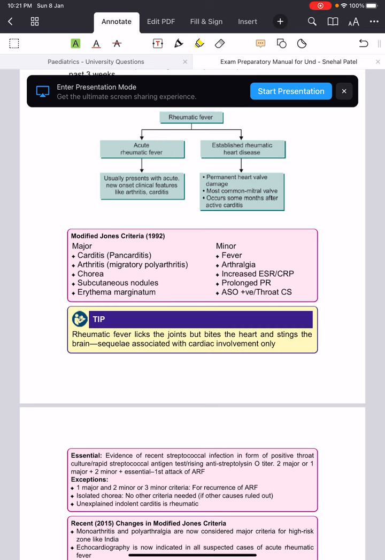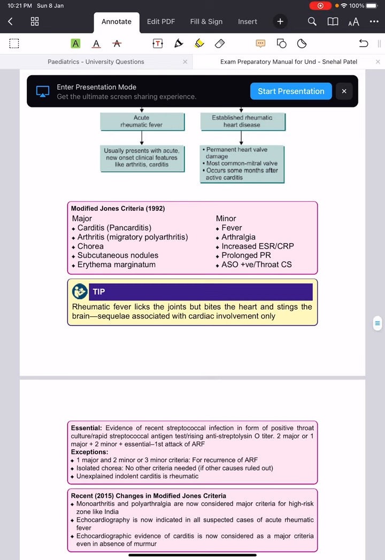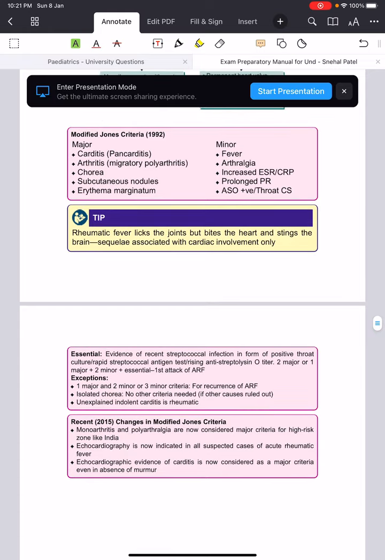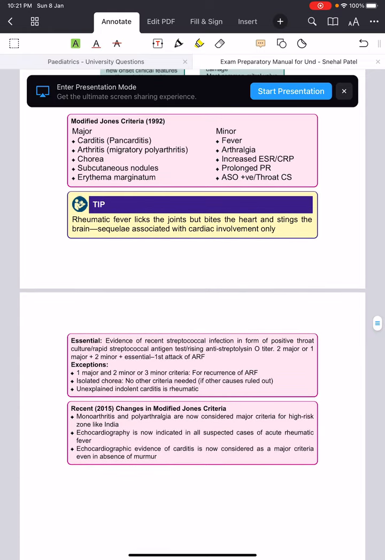Now, what are the modified Jones criteria? Major criteria are carditis, arthritis, chorea, and so on, and minor criteria are fever, arthralgia, increased ESR or CRP, prolonged PR interval, and ASO positive throat culture. So rheumatic fever licks the joints. This is what we read.